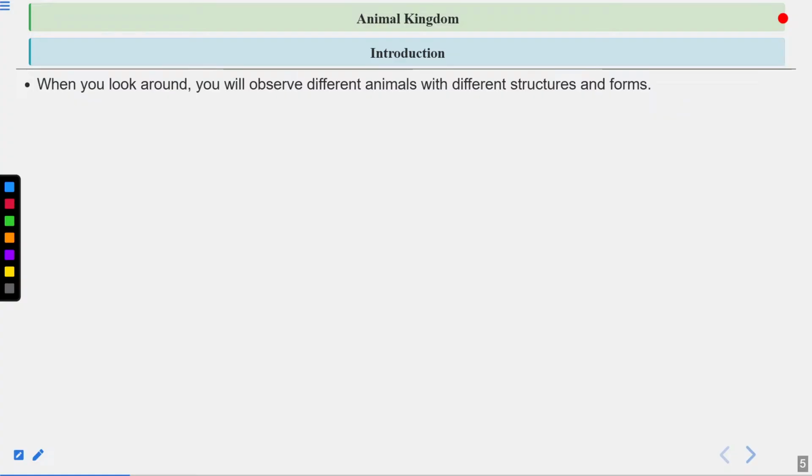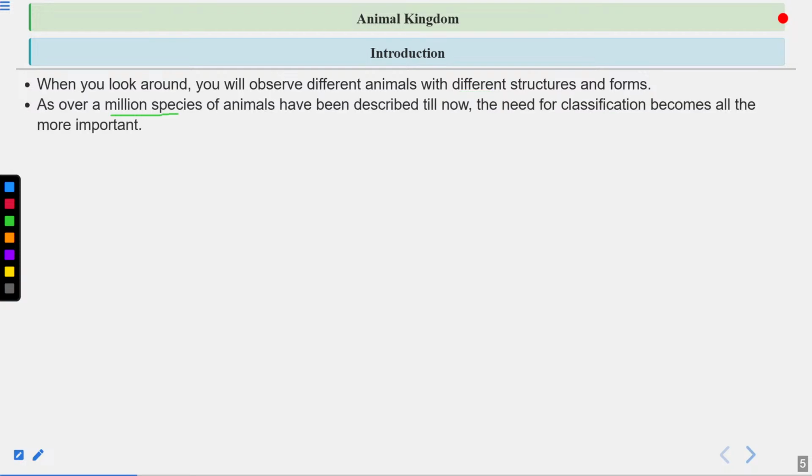So, introduction. When you look around, you will observe different animals with different structures and forms, right? There are so many types of animals and they have different structures and forms. Like the animals found in the aquatic environment, fishes, are totally different from the ones which you see on land, right? You have the mammals, the reptiles, the amphibians, right? So there are so many animals, and not only the vertebrates, we must know about the invertebrates also, right? So there are so many animals with different structures and forms.